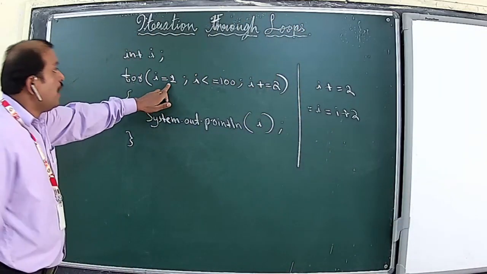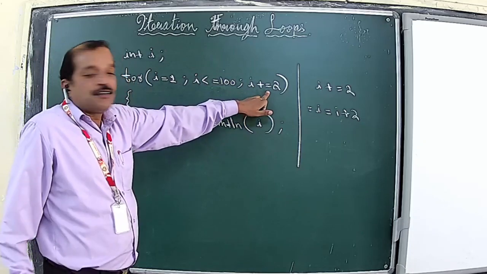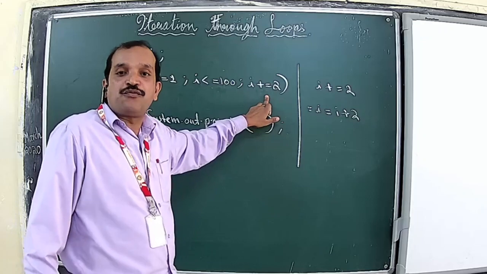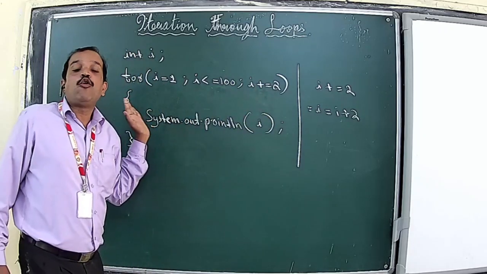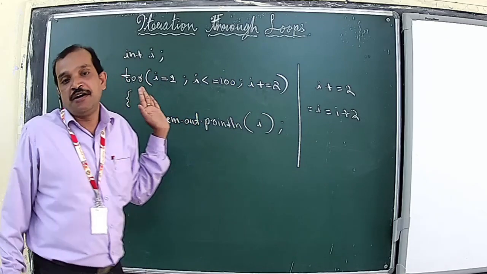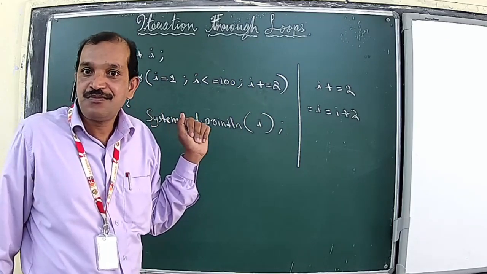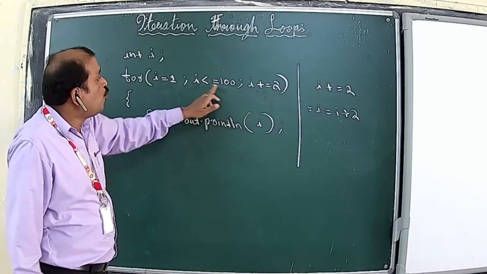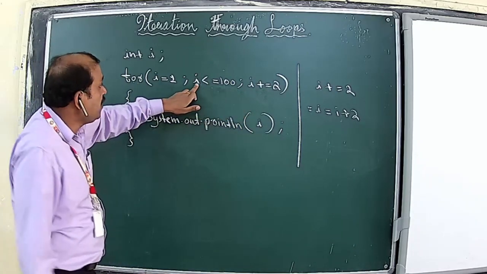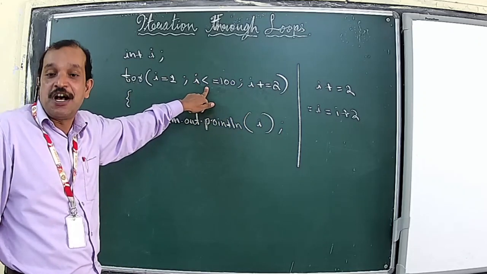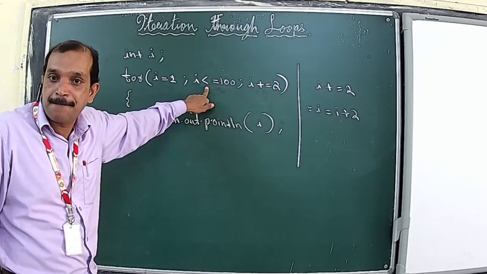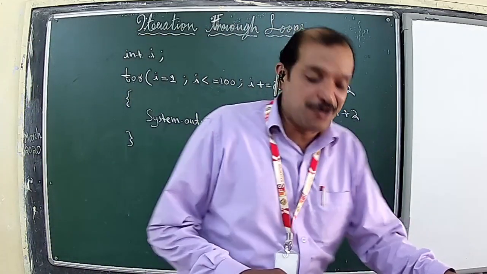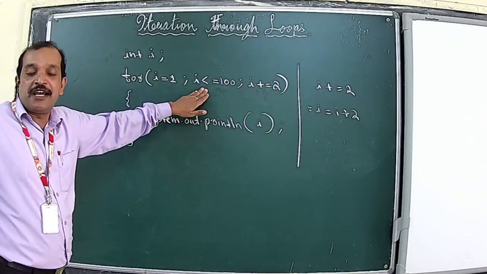So after printing 1, the value of i will become 3, and after that the value of i will become 5, thereby printing all the odd numbers between 1 and 100. After printing 99, the value of i will go to 101, thereby making this test expression false and terminating the loop. And this is how we can do your second homework. I hope you have understood. So the second homework can be done in that way.